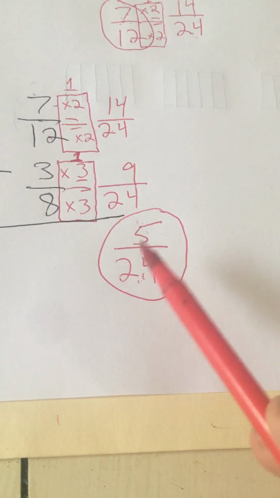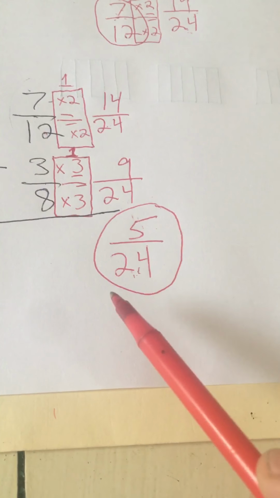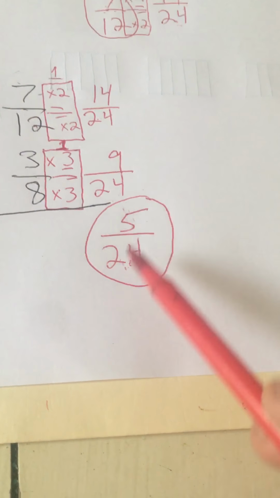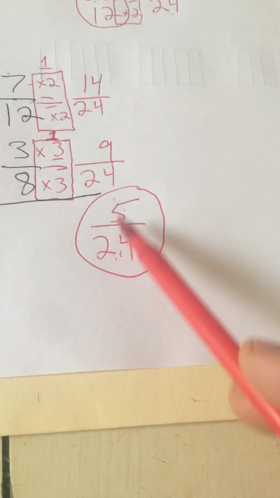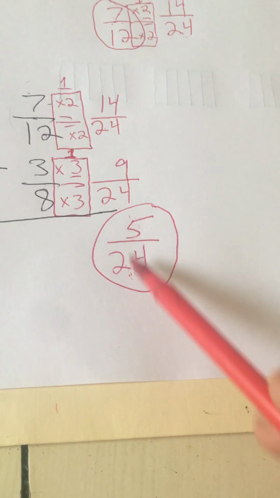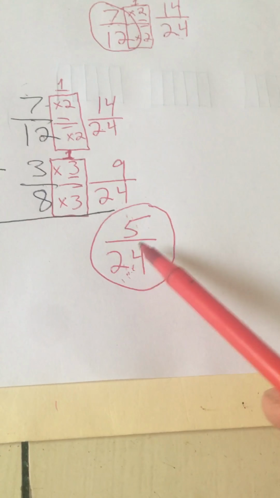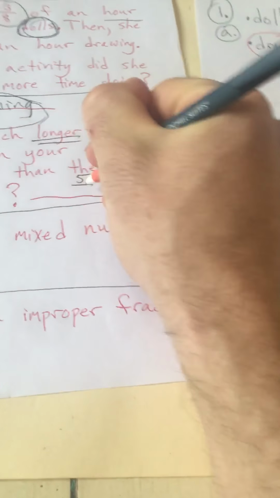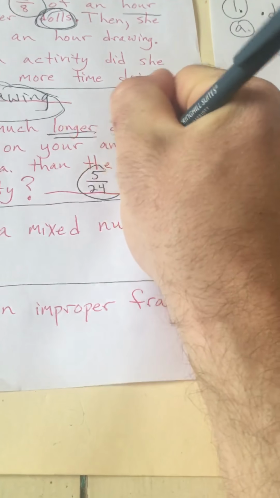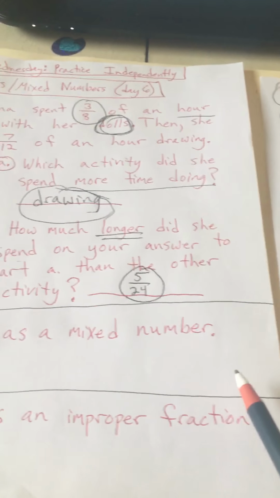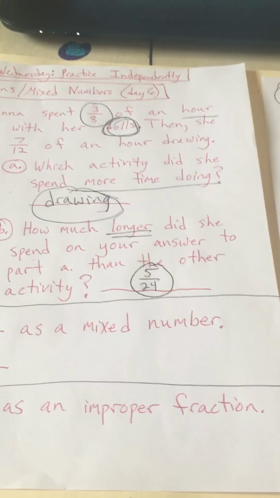Nope. I know 6 gets to here, but you can't divide this by 6. I know 3 gets to there, but you can't divide that by 3. 8, 4, 6, you cannot divide either of these. You can't divide them both by 2. Can't divide them both by 3. There's nothing we can divide these all by. So that is the answer to this problem. 5 24ths. She spent 5 24ths of an hour longer on her drawing than she did playing with dolls.